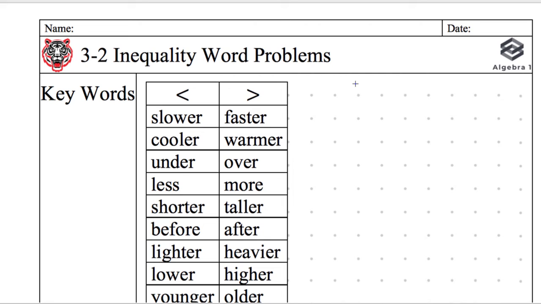All right, we are in Algebra 1, Lesson 3-2. Today's date is the 13th of November. It's 11/13. Make sure you have your name on your notes. Today we're doing inequality word problems.